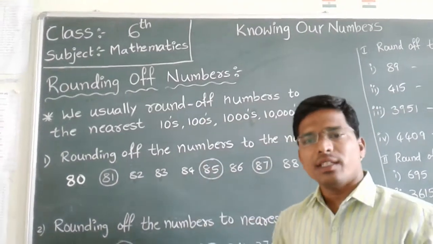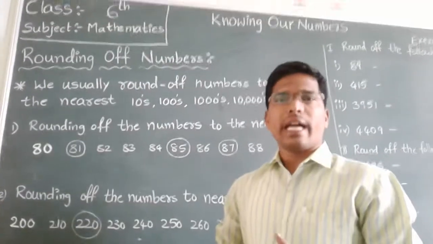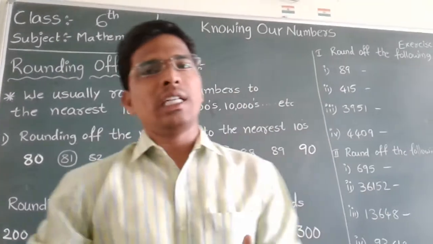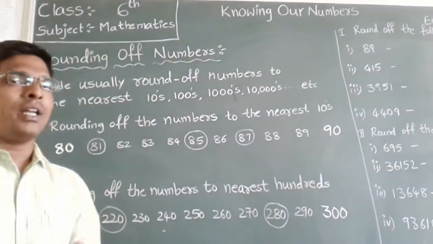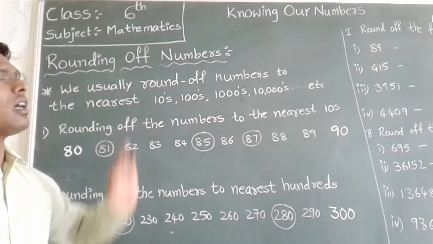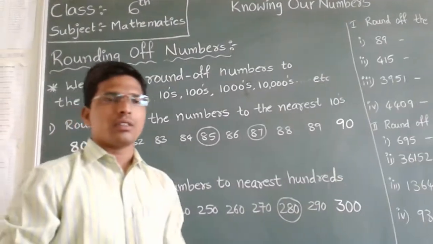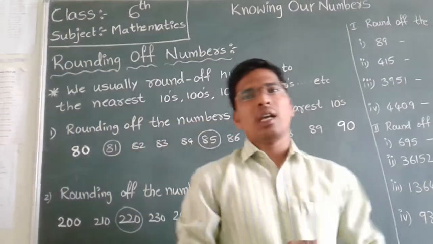In the previous class, we discussed the topic of greatest numbers and smallest numbers. So, how do we identify those numbers? In today's class, we are going to learn about the rounding of numbers. So, actually, what is meant by rounding of numbers?